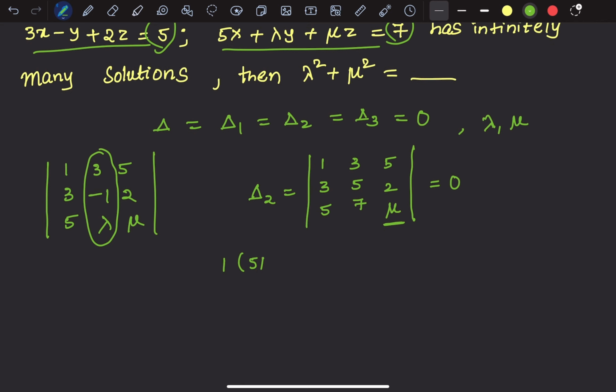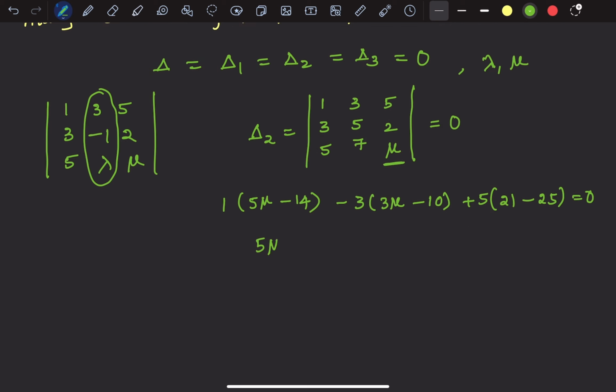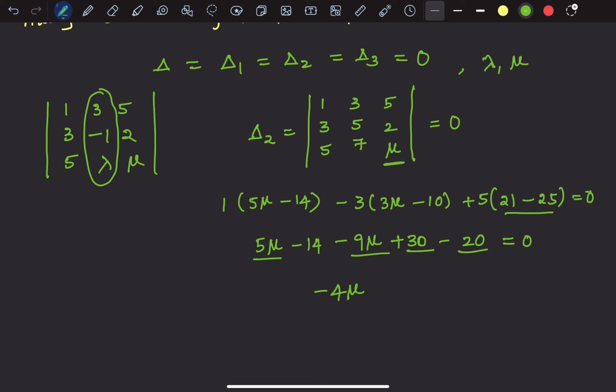That will be 1 times 5 mu minus 14, minus 3 times 3 mu minus 10, plus 5 times 21 minus 25, and this is equal to 0. So this is simply 5 mu minus 14 minus 9 mu plus 30 plus 5 into minus 4, so this will be minus 20, equal to 0. 5 mu minus 9 mu is minus 4 mu. 30 minus 20 is 10. 10 minus 14 is minus 4. So mu is equal to minus 1.